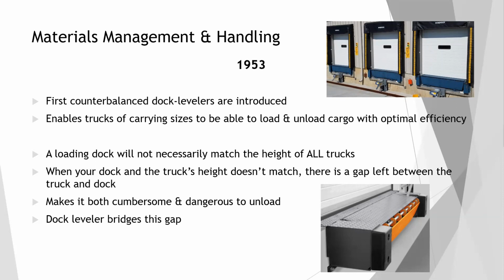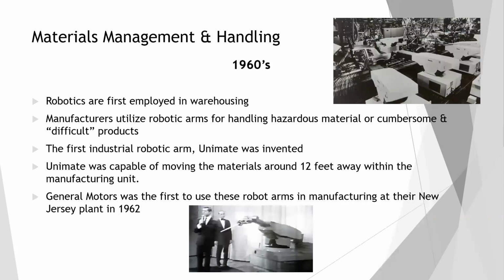And when the dock and the truck's height doesn't exactly match up, there's going to be a gap left between the truck and the dock. And again, you're going to have a gap. What if something falls in between there? What if someone falls in between there? It makes it very cumbersome and very dangerous to load and unload that truck. And the dock leveler bridges this gap regardless of the truck height. So this was 1953. In the 1960s, robotics are first employed in warehousing.